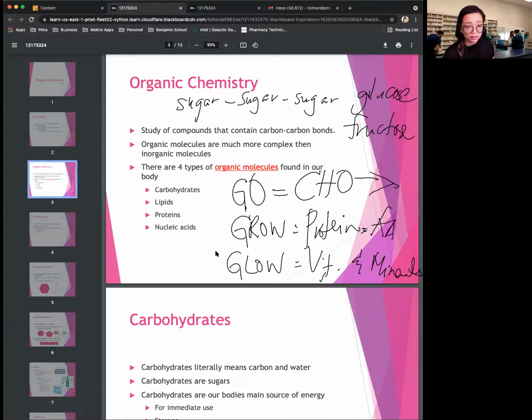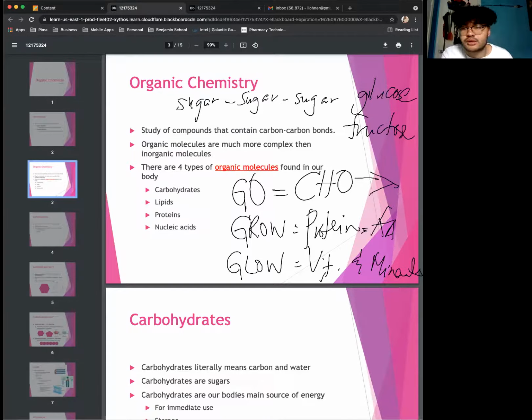Why do you think we need vitamins and minerals? Why do we take these supplements with vitamins and minerals? Why do we have to? Yes, Robert. I'm just making a guess, but I think it's because some of the minerals don't naturally replenish on their own. Okay, vitamins and minerals are not produced by our body, okay? There are elements, ions, that are produced by our body, like sodium, right? But vitamins are not produced by our body.